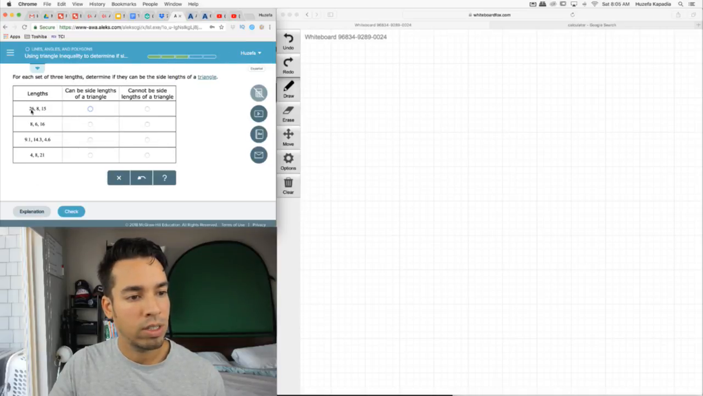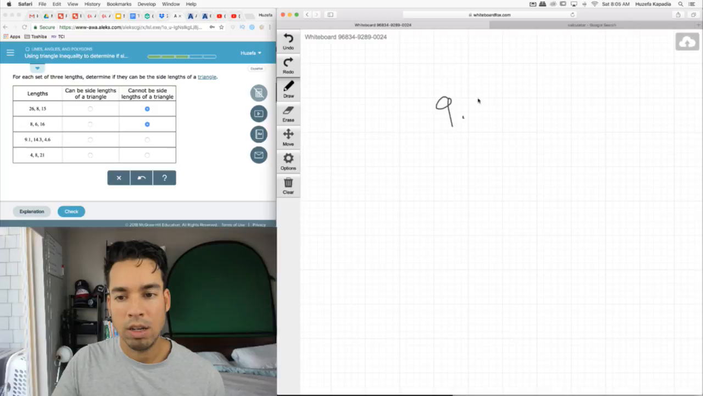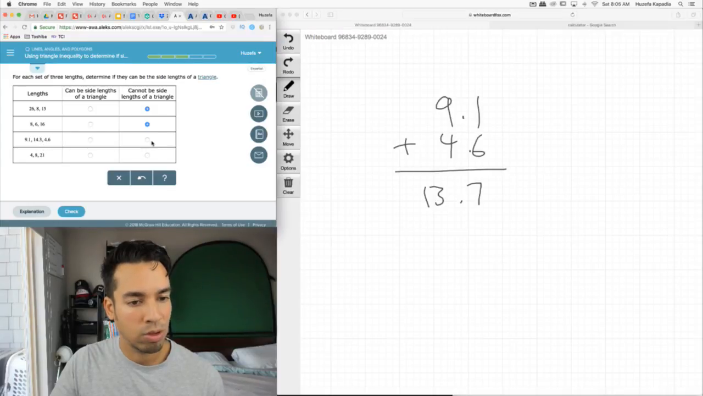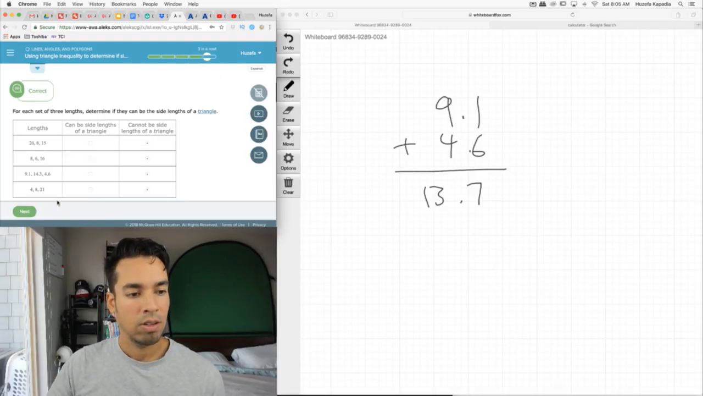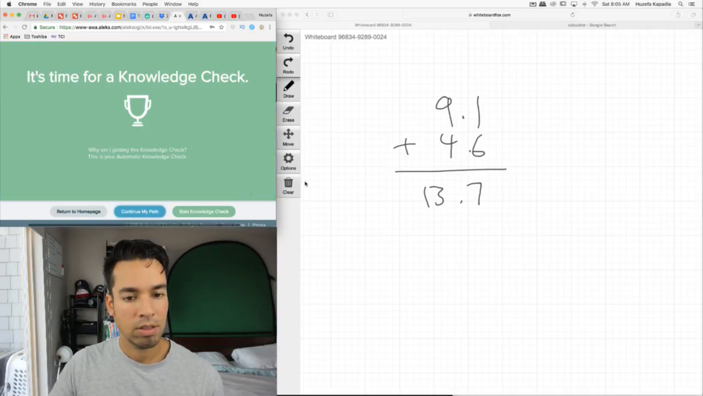Last but not least, 26 is greater than 8 and 15. So it cannot. 16 is greater than 8 and 6. Cannot. 14.3 is greater than 9.1 and 4.6, which add up to 13.7, and that's less than 14.3. So that's a no-go. 21 is greater than 4 and 8. So none of these could ever make a triangle. All right, cool. Next.